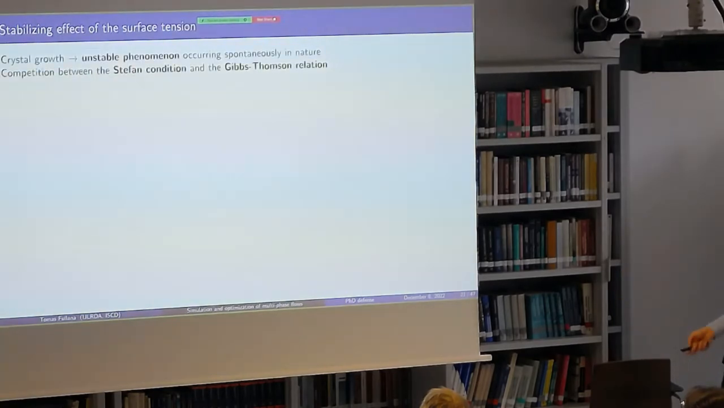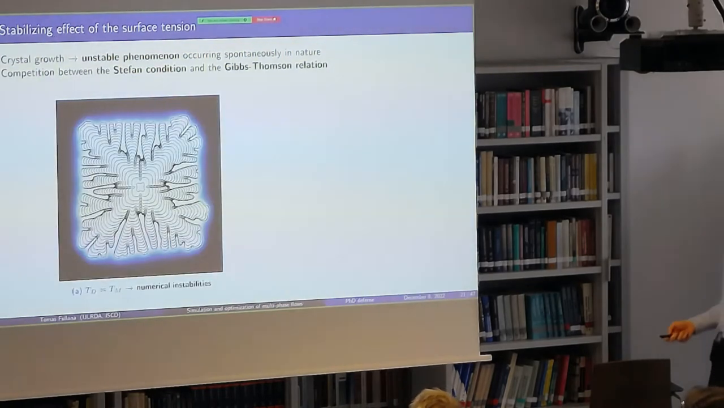Now, if we look at the effect of the surface tension, that is the effect of the surface tension coefficient in the Gibbs-Thompson relation that enters the Dirichlet boundary condition, we can consider now a crystal growth that is an unstable phenomenon, such like the first picture that I showed with the crystal growing, that occurs spontaneously in nature. And there is a competition between the Stefan condition and the Gibbs-Thompson relation.